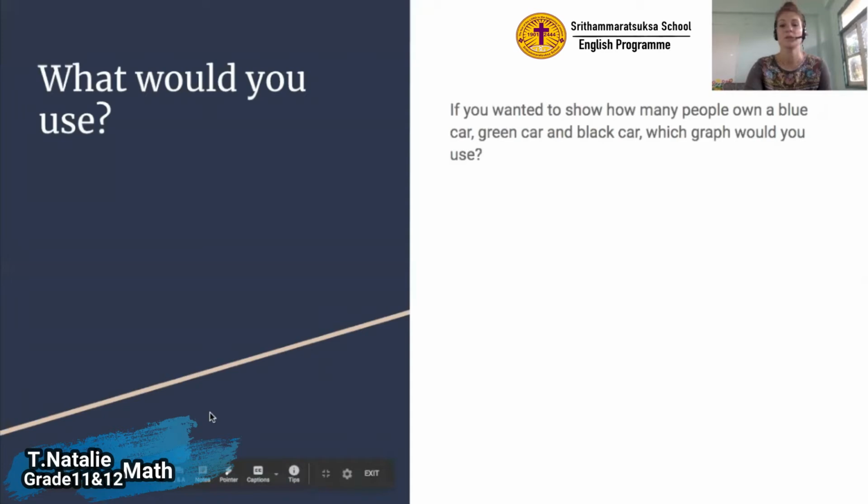What if you wanted to show how many people owned a blue car, a green car, and a black car? Which graph do you think would be the most appropriate?